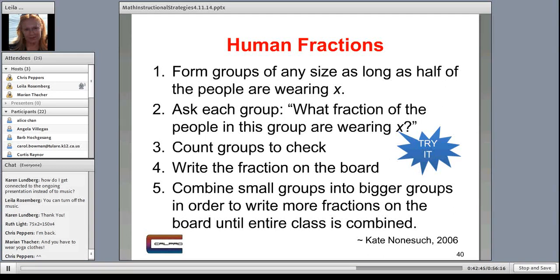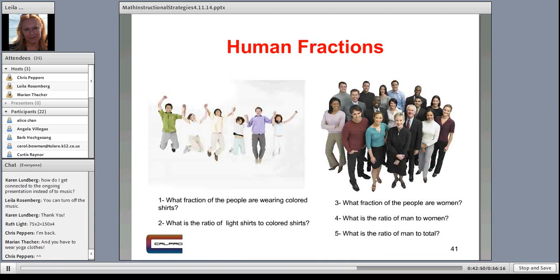Since we can't do this by moving around, since we're all sitting in our chairs, I just made these pictures here for us to play. Let's try out these human fractions. Let's see in the picture here on the left.